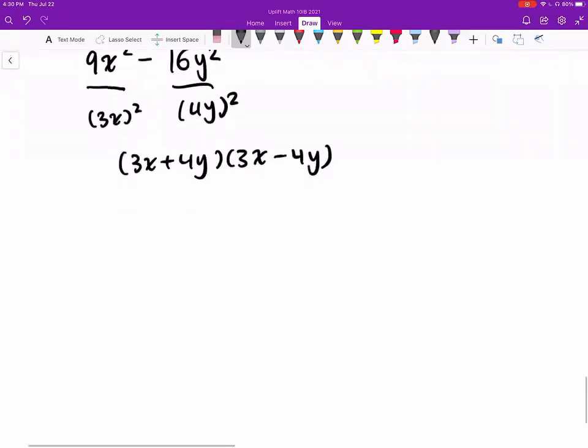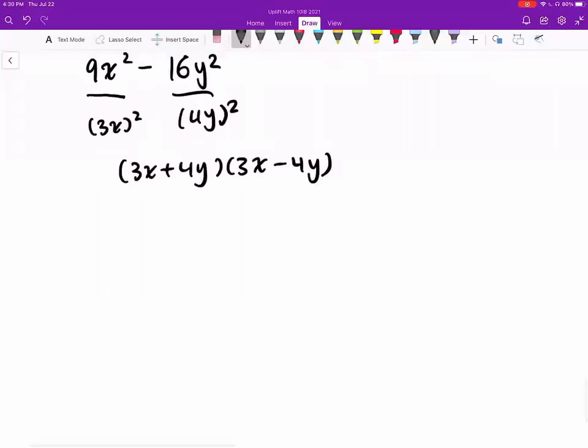Okay. Another one? We can go with something simple. Oh wait. Okay, we should do a fun one. x squared minus 7. Huh, interesting. You guys can post in chat if that is a difference of squares or not.